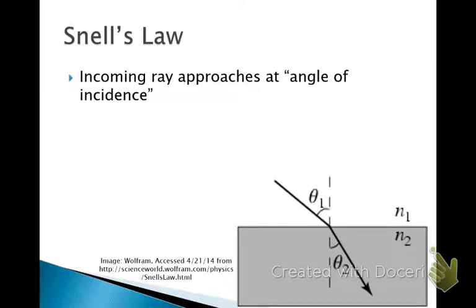So you start with an incoming ray coming in at an angle of incidence. Now be aware, this angle of incidence is not the angle between the light ray and the surface it's about to strike. Instead, imagine you've got your surface, or your barrier between your two materials, and imagine a little dotted line 90 degrees to that surface. However far away the incoming ray is from that imaginary 90-degree line, that is considered your angle of incidence.